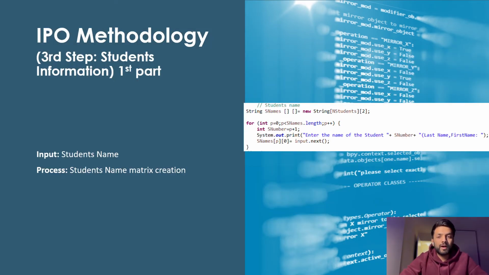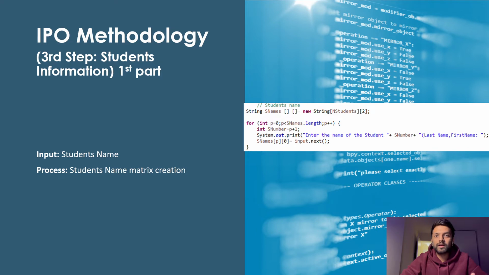So after validating the correct password and the number of students from the user, we can now move on to the third step of our IPO methodology, which is about the main body of our code. It's about student information. So we have decided to break this down into different parts for ease of understanding, and to demonstrate our approach towards the problem.